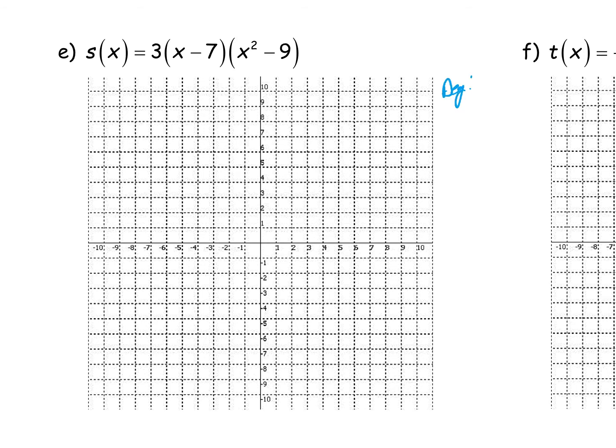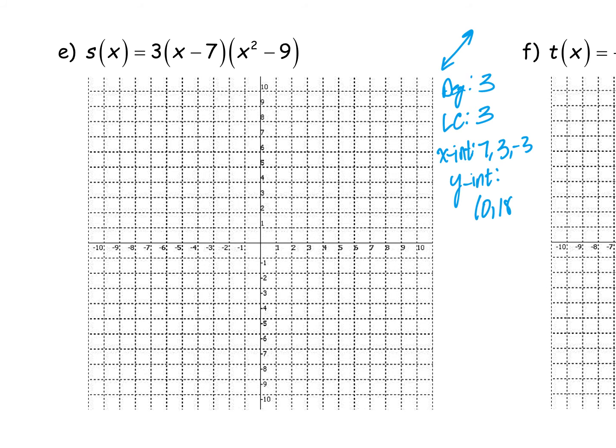Degree. What is my degree? 3. Leading coefficient, 3. So start low, go high. X-intercepts, 7, 3, and -3. Y-intercept, anybody? 63 times 7, 63 times 3, 189.